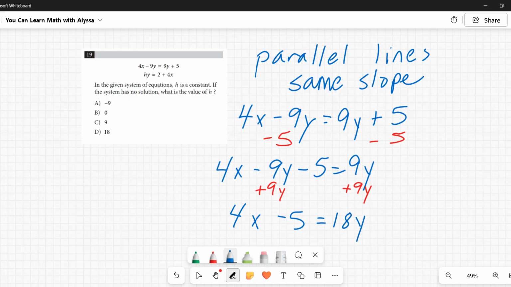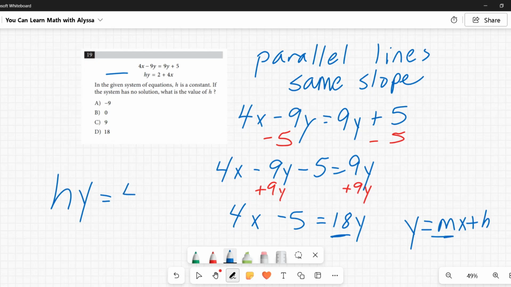Now, if I wanted to know the slope of this line, I would divide both sides by 18, since that's what y is being multiplied by, and that would get me to the y equals mx plus b form, and then I know the slope. So I would be dividing everything by 18. This 4x would be divided by 18, and then I'd have my slope. So in this second equation, the hy equals 2 plus 4x, I'm going to rewrite those as 4x plus 2. To find the slope of this one, I would divide everything by h. It'd be 4x divided by h.